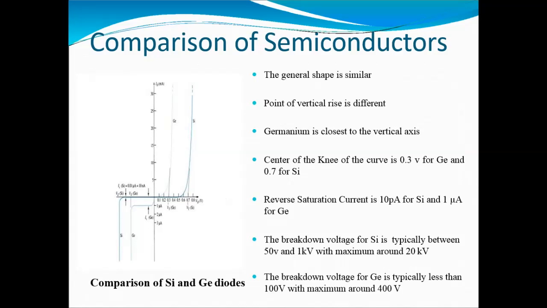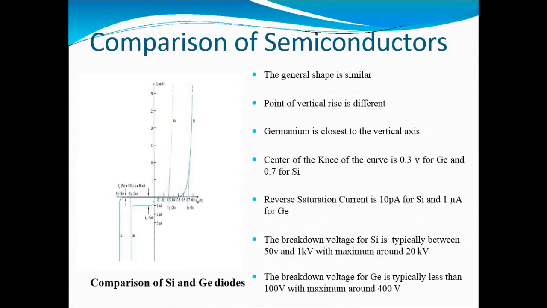The center of the knee, the knee of the curve, means the operating point. That means the threshold voltage, the minimum voltage. The knee is at 0.3 volts for germanium and 0.7 volts for silicon. So 0.3 volts is the cut-in voltage of the germanium diode, and 0.7 volts is the cut-in voltage of silicon. For example, in a silicon diode the cut-in voltage is 0.7.